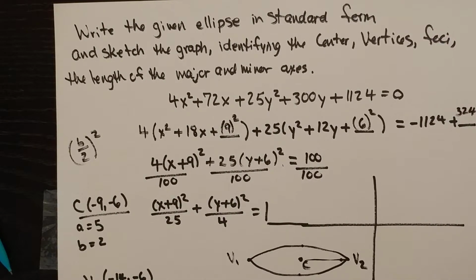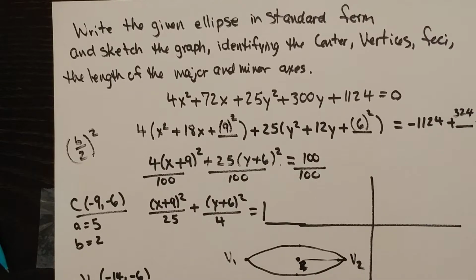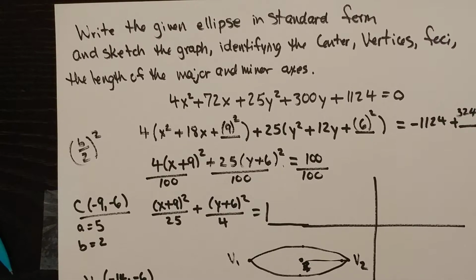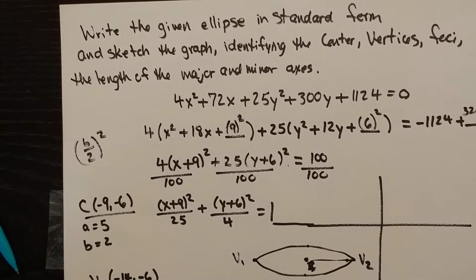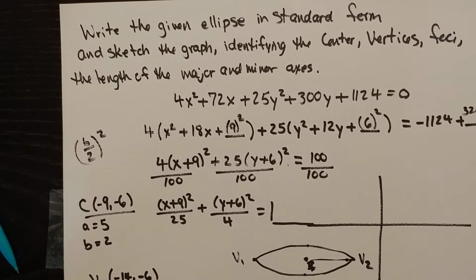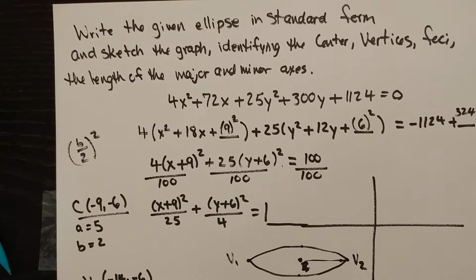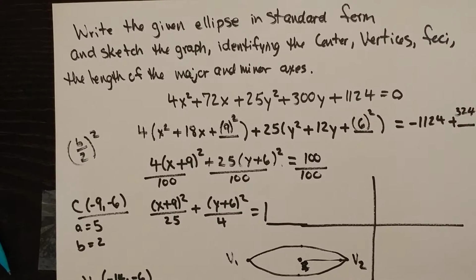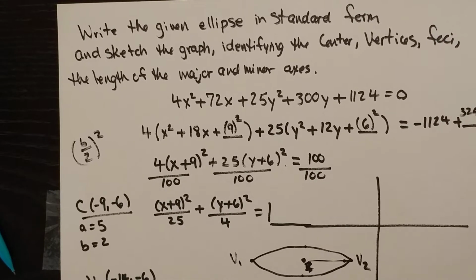The foci will be on the major axis right here. So they are c units, not this c, that's the center. They are c units from the center. Well, there is a relationship for ellipses that says c² is equal to the absolute value of a² minus b². Or if you just think of it in terms of bigger squared minus smaller squared, we find that c² is 21. c is the square root of 21, which is somewhere between 4 and 5. 4 point something is what that is.